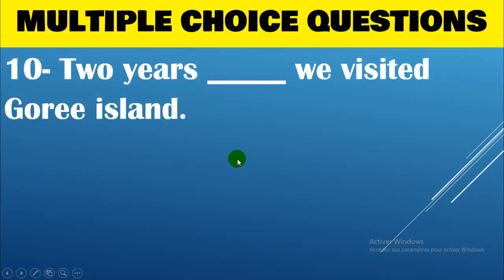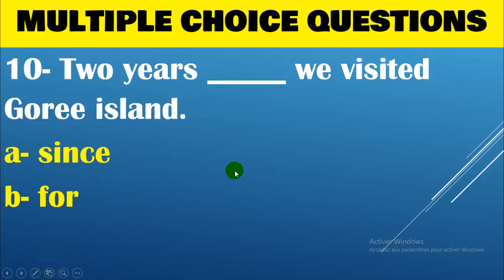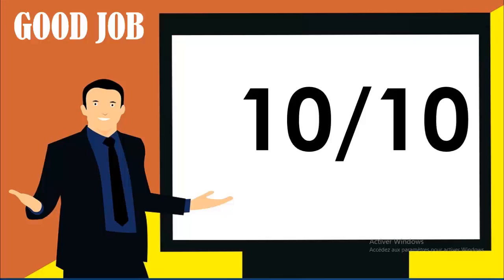Number 10, 2 years we visited Gorée Island. Since, for, ago. Here you have the prétérit. Be careful. 2 years ago we visited Gorée Island. 10 out of 10. Congratulations.